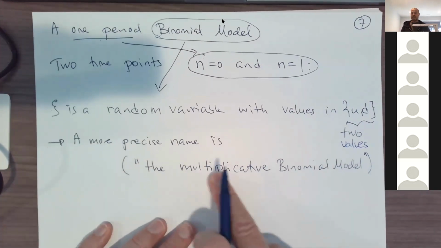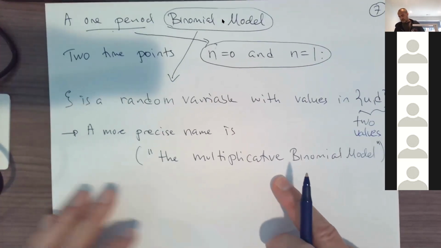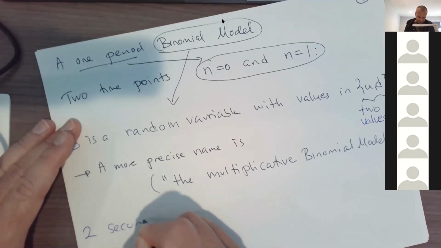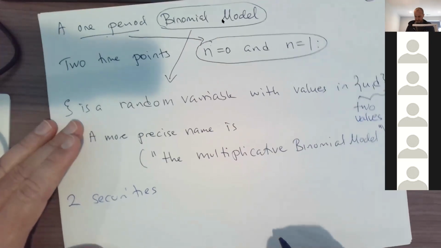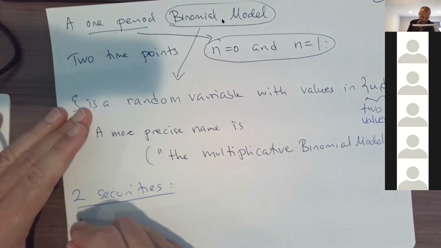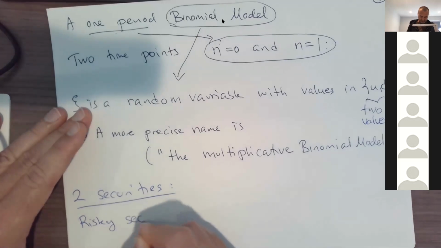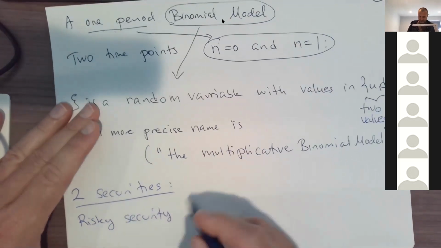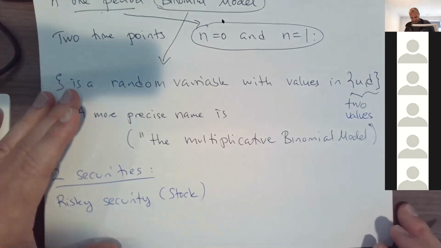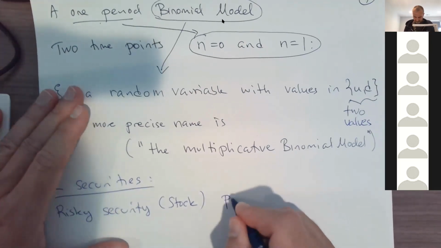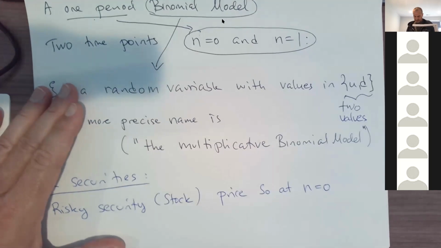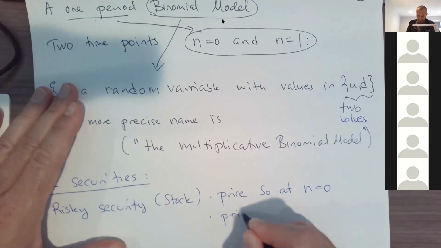And then I'm putting in here the word multiplicative. So where does the word multiplicative come in? Well, this is what you're going to see now. We're going to have two securities. You're going to have a risky security. This is what we're going to be calling the stock. It's going to have a price S0 at time 0, and it's going to have a price S1.